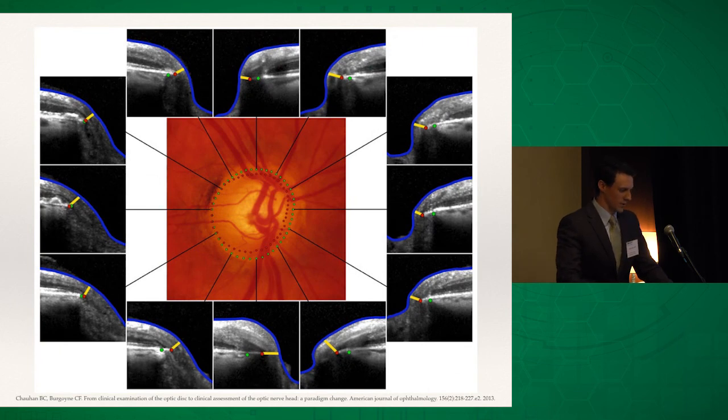So this was from a separate paper, and if you look at the photograph in the middle, the green dots are the disc margin, the clinical disc margin as mapped out by a clinician, and the red dots is the anatomical disc margin after it's been co-localized with the OCT to Bruch's membrane opening.